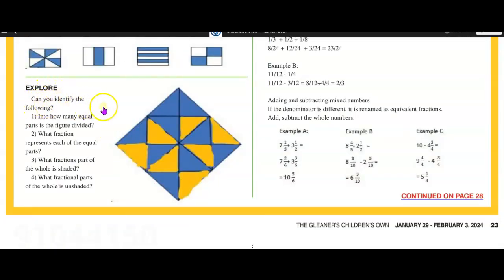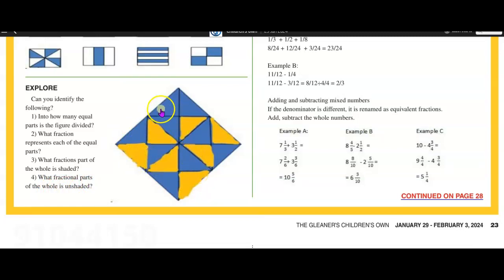Explore. Can you identify the following? Into how many parts is the figure divided? What fraction represents each of the equal parts? What fraction part of the whole is shaded? What fractional part of the whole is unshaded? Now, this is not so clear for me.